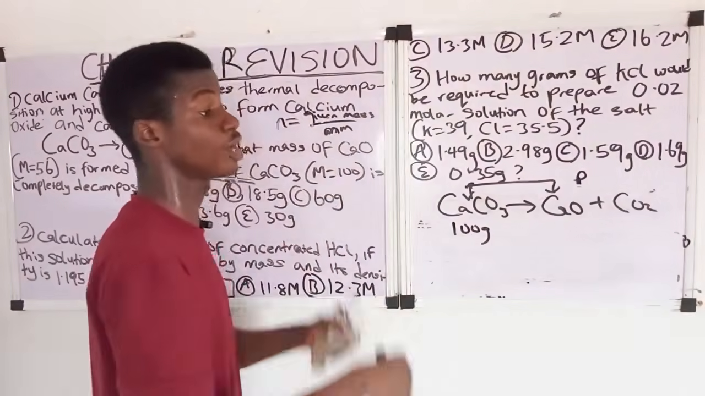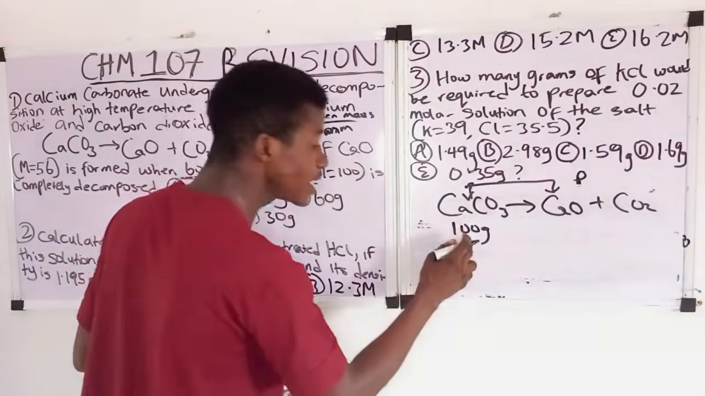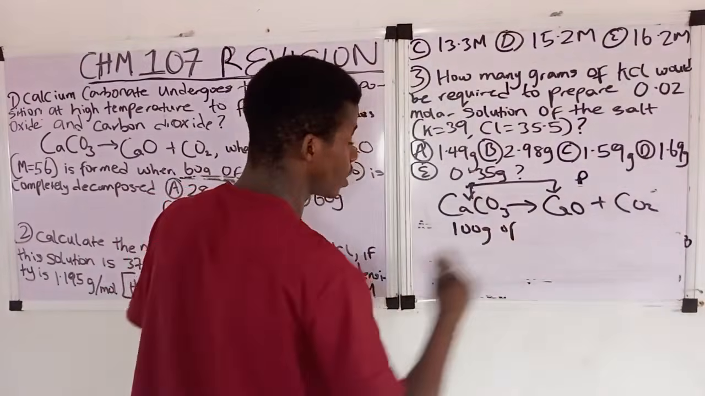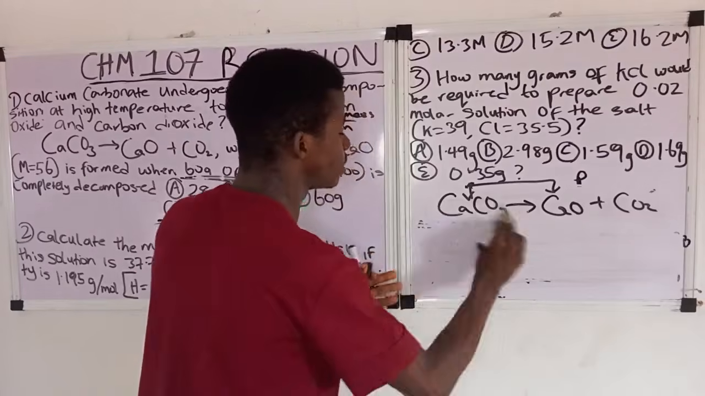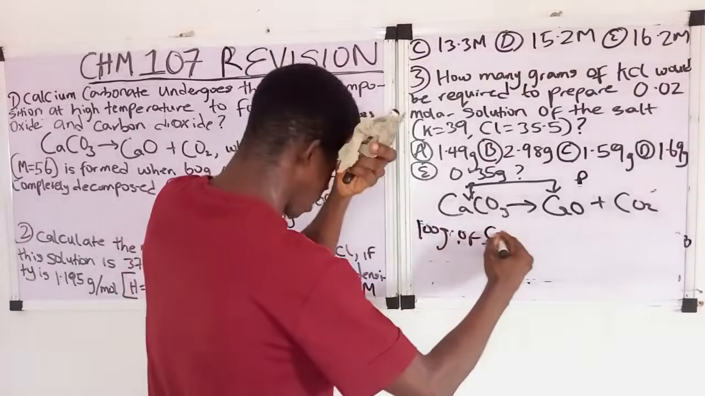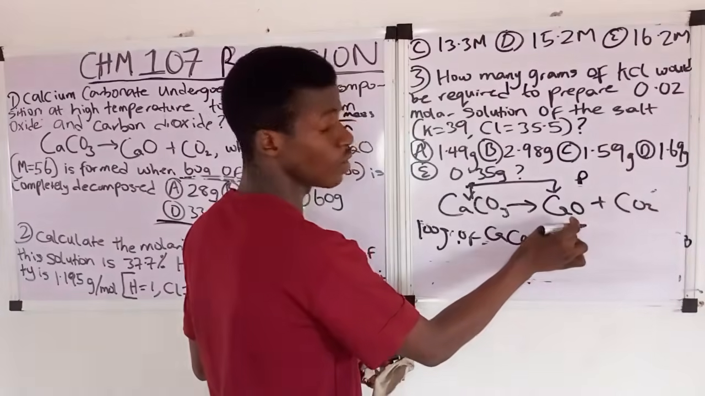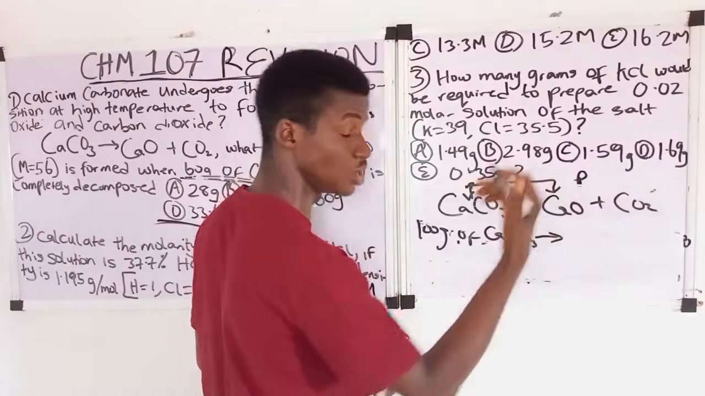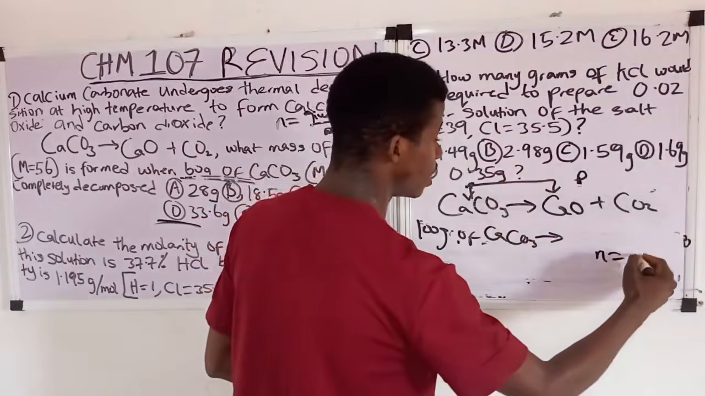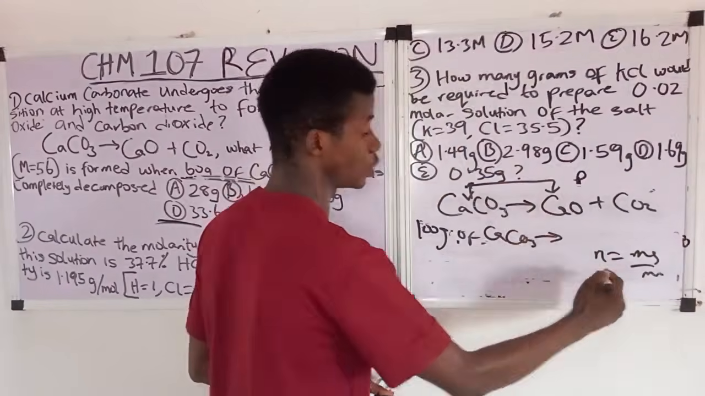Okay, so we'll do something like this. In mass to mass relationship, we relate the mass of the reactant to the mass of the product. We'll say 100 gram of calcium carbonate will give what? Now, how many moles of calcium oxide are here? It's still one, right? Remember, number of moles is equal to mass over molar mass, right? Yes, calcium oxide has one mole here.